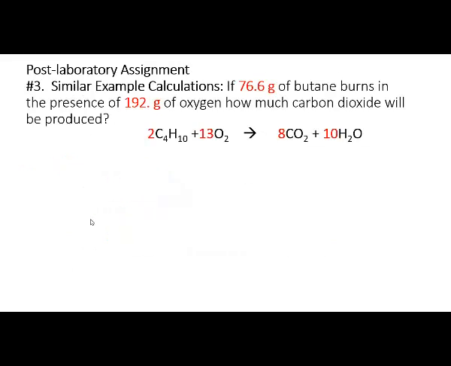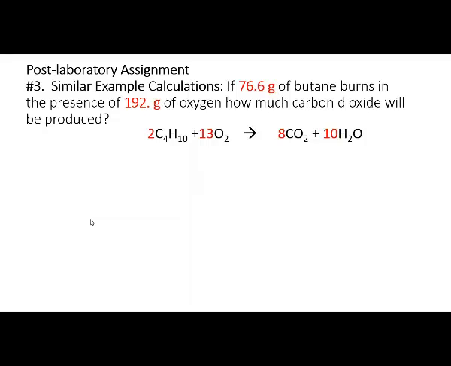Now the next thing we're going to look at is some of our post-lab calculations. In order to help you out with your balancing of chemical reactions, in case you haven't covered that in lecture, I've already given you a balanced equation for the combustion of butane with oxygen to form carbon dioxide and water. Now, in our example calculation, I'm going to look at what the calculation would be if I had used 76.6 grams of butane and 192 grams of oxygen.